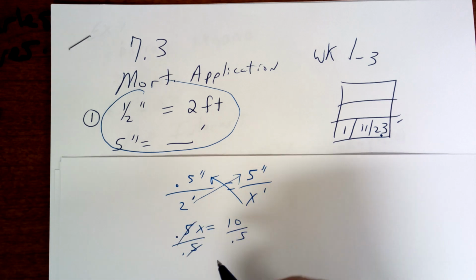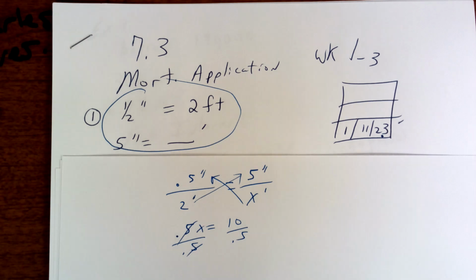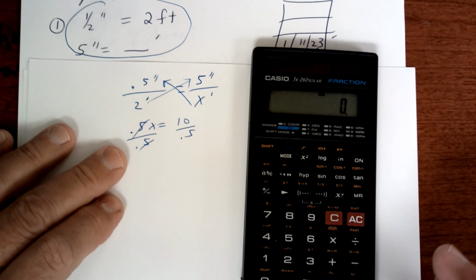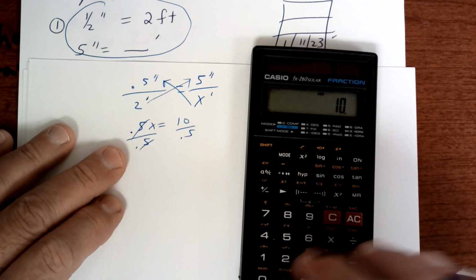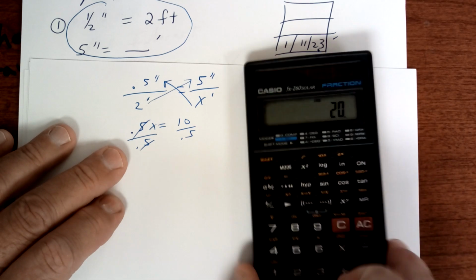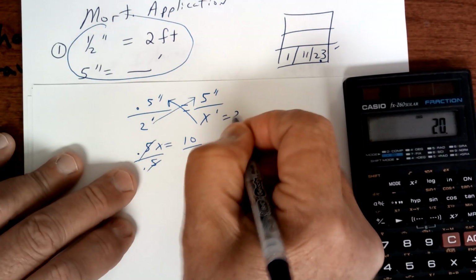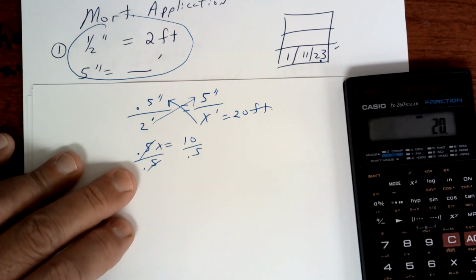So on your calculator, make sure you have it out. It's going to be 10 divided by 0.5, and when you do that, you get 20. So that would be 20 feet. And there it is, and that's how you do it.